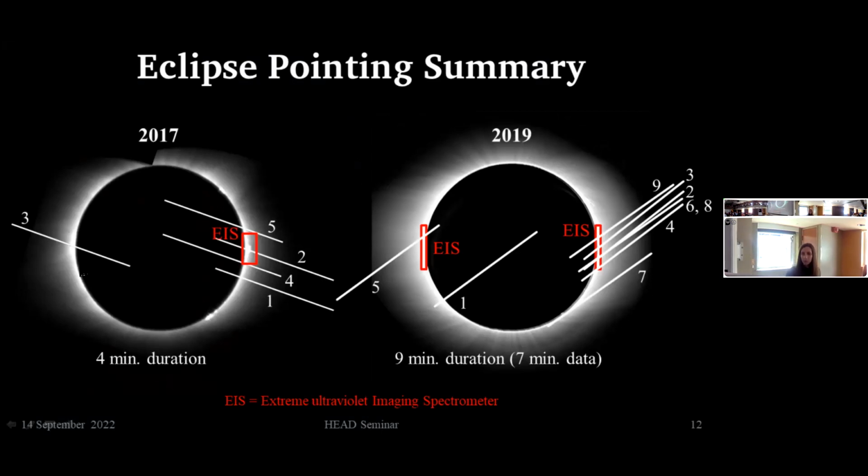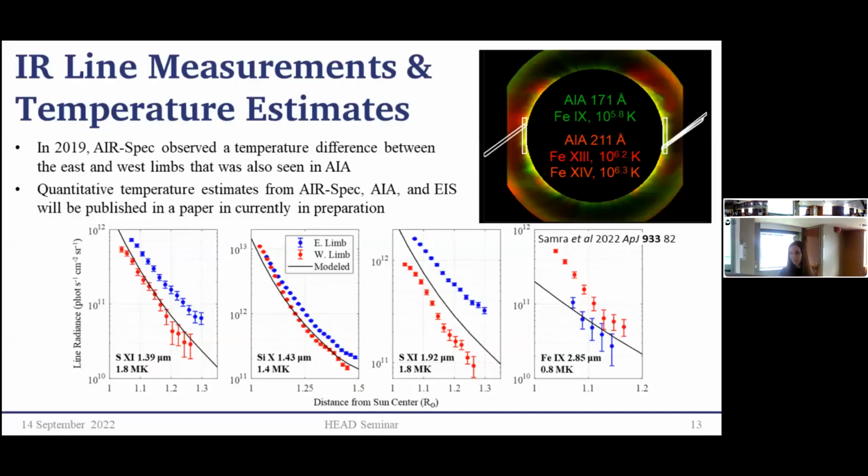We had coordinated observations in the extreme ultraviolet with EIS, which flies on Hinode. And we got a very long eclipse in 2019, 7 minutes of data. We briefly lost the pointing in the middle because our image stabilization system was not perfect, but we got lots of great data. So what have we gotten out of that data?